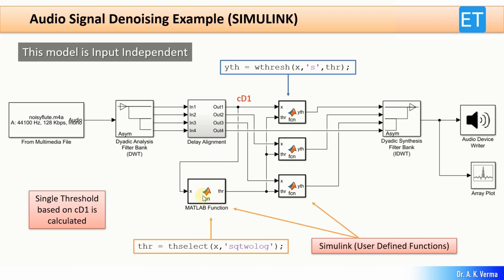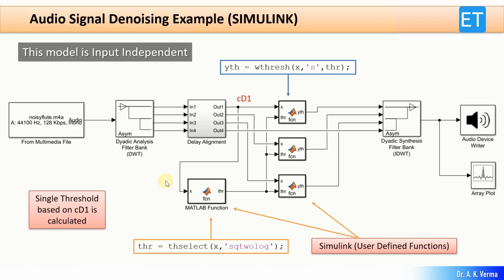This block will automatically find the thr value and will supply these threshold values to all these three thresholding blocks. But the problem here is that this model calculates a single threshold. That means it works as a level independent model, which is equivalent to the sln option of the wden function. So the threshold value is calculated on the basis of CD1, that means the detail coefficients of level 1.